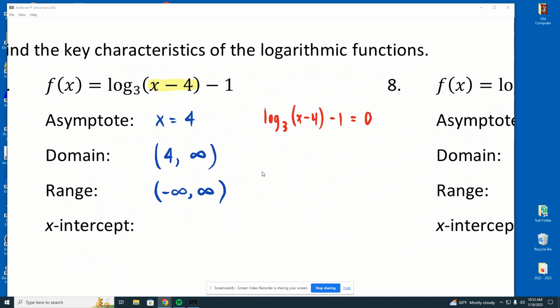So if I did it this way, before I can solve this, I've got to move that minus 1. How? Add it. What's 0 plus 1?